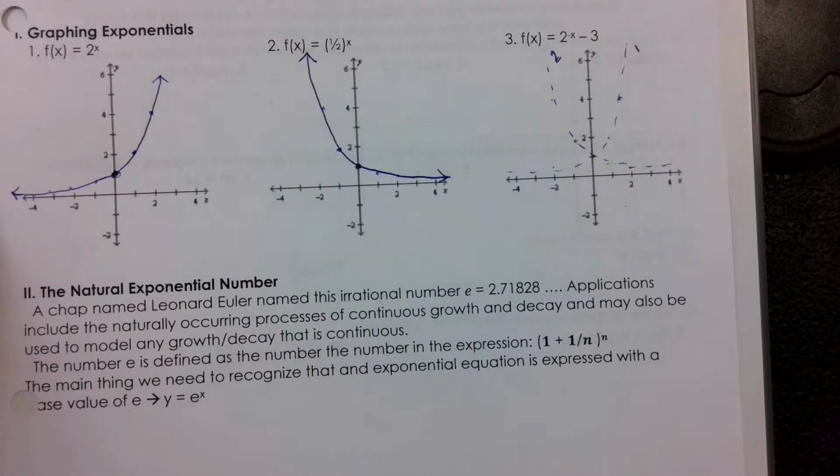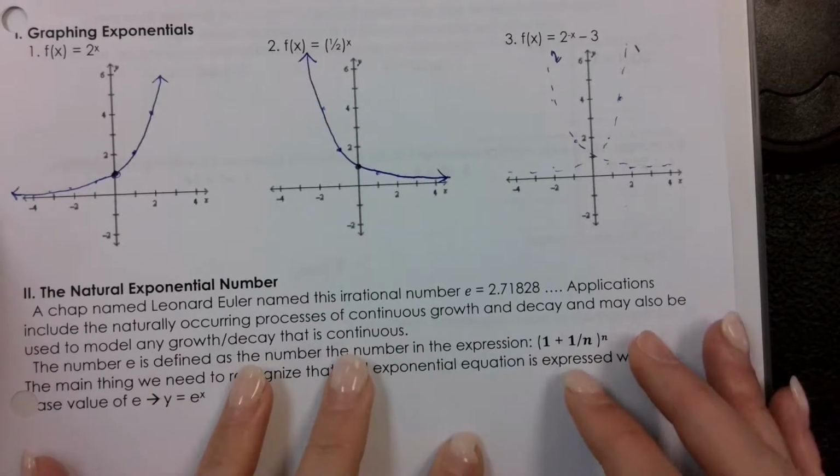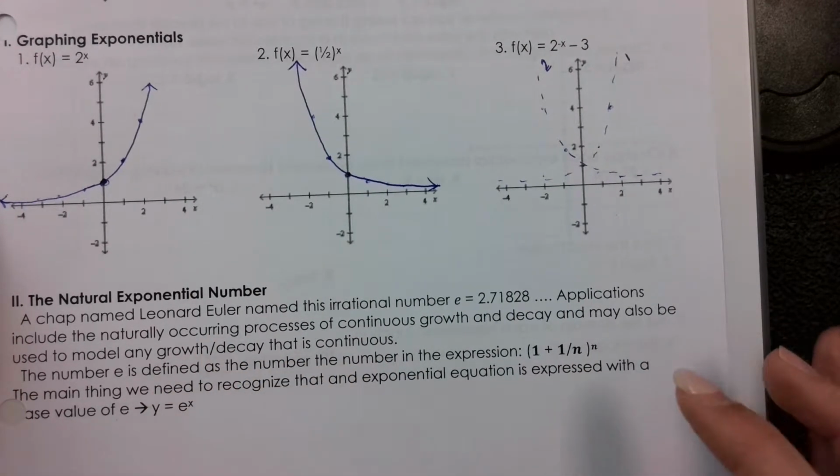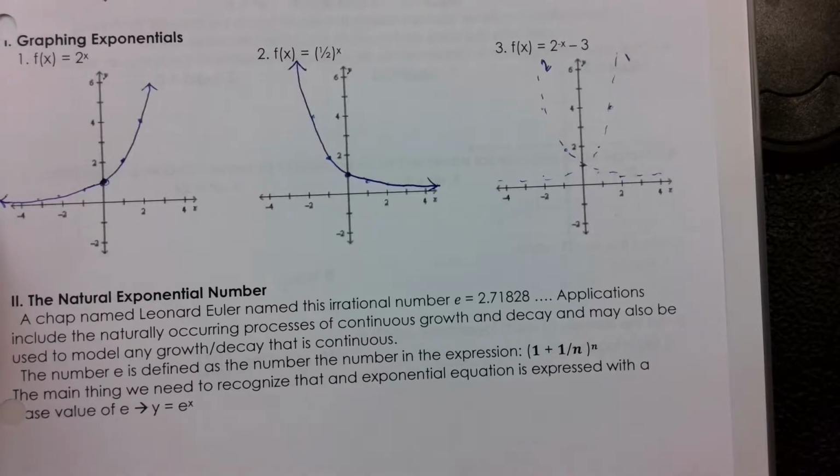This is where we started. This was our second one once we flipped it. Why do I have to flip it? Because it's got a negative in front of that x in your exponent.